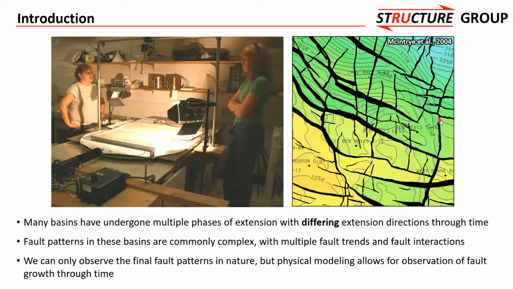From various seismic studies and other investigations, we know these fault patterns are very complex. They have multiple fault trends, they have multiple fault interactions, they can change with depth, and they can also change at the scale of observation. The problem with just having the seismic data and the natural examples is that you can only observe the final fault patterns in nature. Whereas physical modeling allows for observations of fault patterns and fault growth over time. It's much easier to observe faults initiating and propagating and faults interacting using the models.